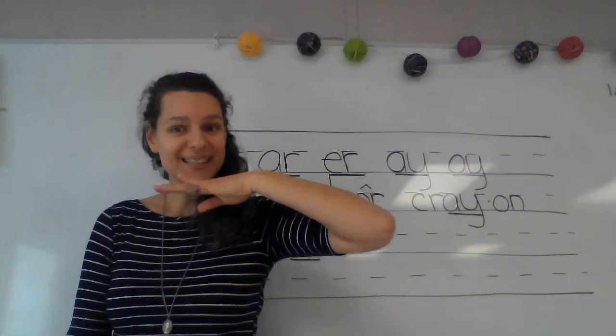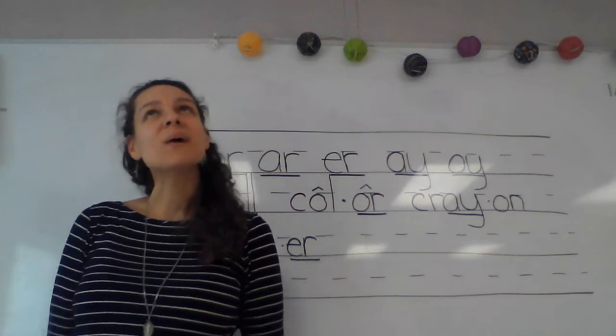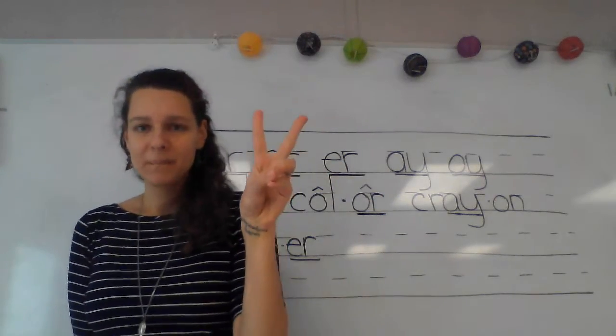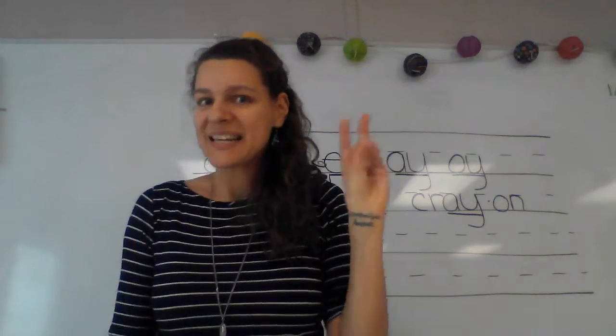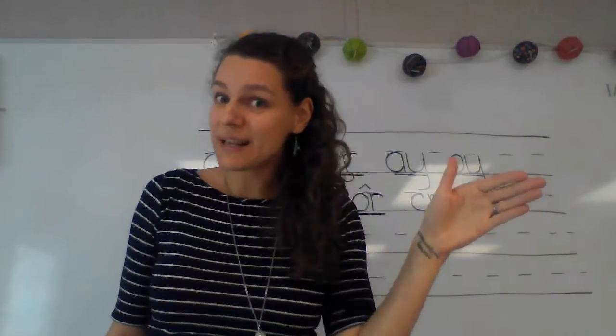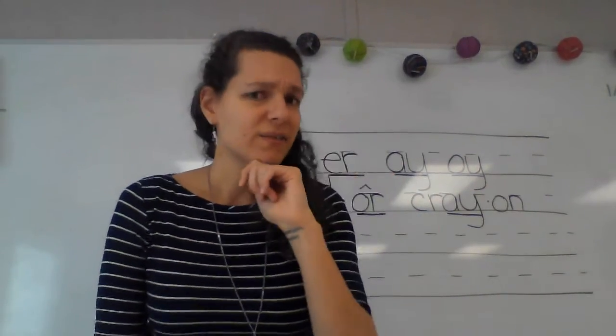All right, wagon. How many syllables? Wagon. Show me. Oh, we've got a theme. Just one and two syllable words so far today. All right, good. There are two syllables in wagon. What's the first syllable?